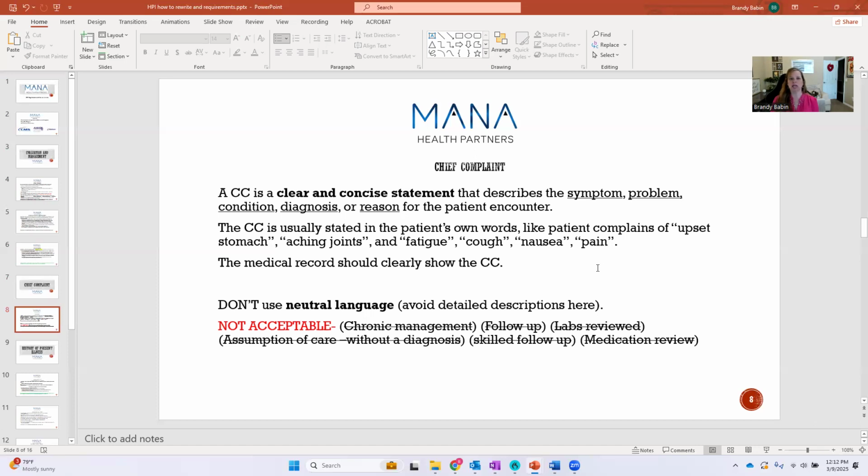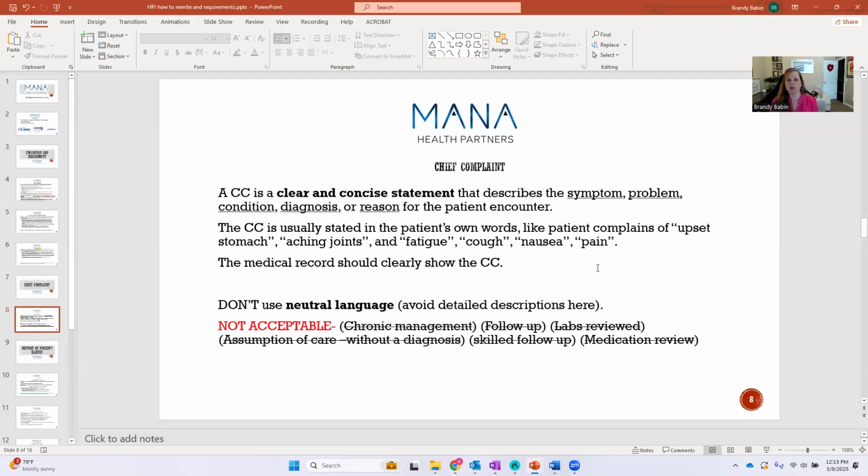Don't use neutral language. Avoid long sentences here. This is the title of your story. You want to keep it short and brief. What is not acceptable is using something other than an ICD-10 code. Your chief complaint is your first assessment and plan.